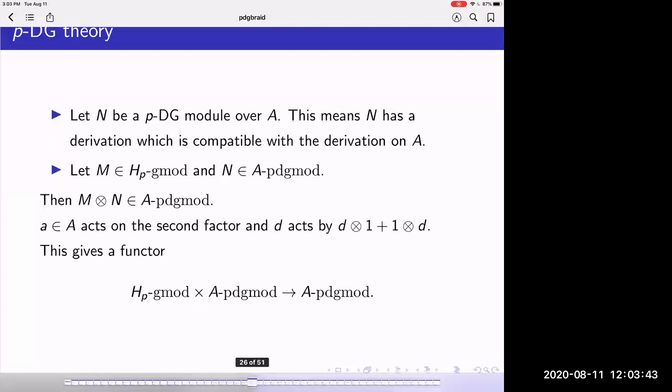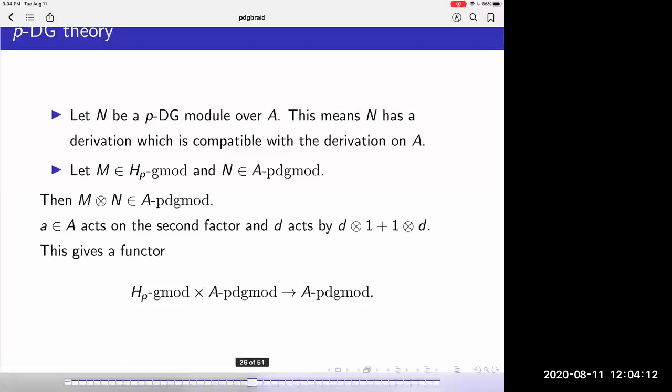Okay, so now if we take M to be a module over our algebra H_p, sort of our ground category, and N to be a p-dg module, if we tensor them together, we get another p-dg module over A. So how does this work? Well, as an A-module, an element a in A acts just on the second tensor factor. And what about the p-derivation on M tensor N? Well, it's given by the Leibniz rule, d tensor 1 plus 1 tensor d.